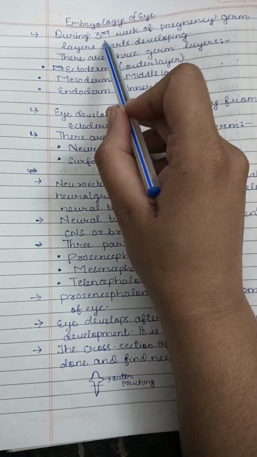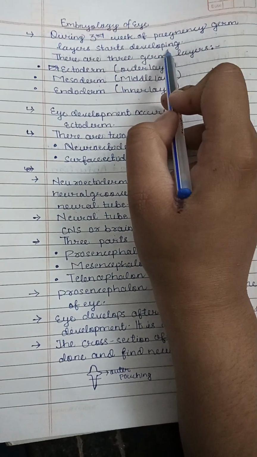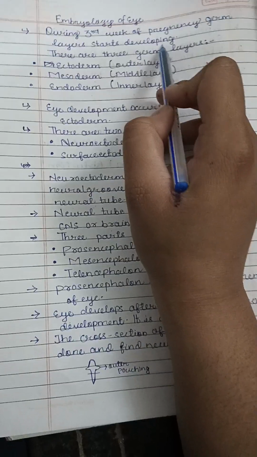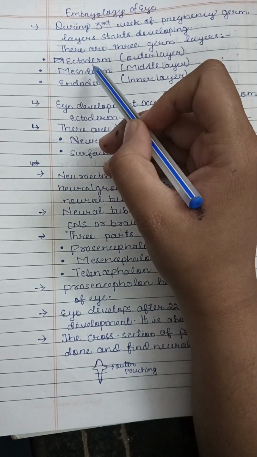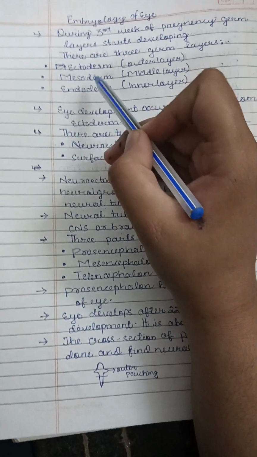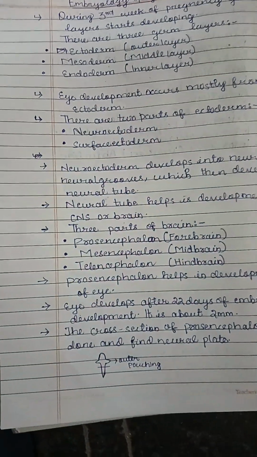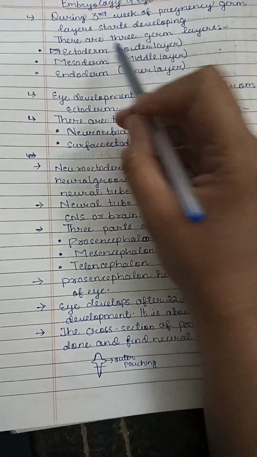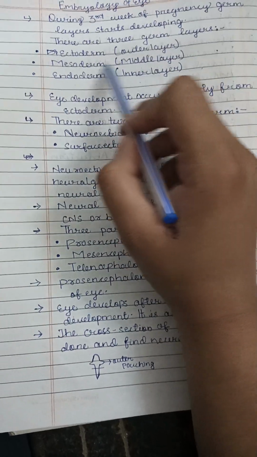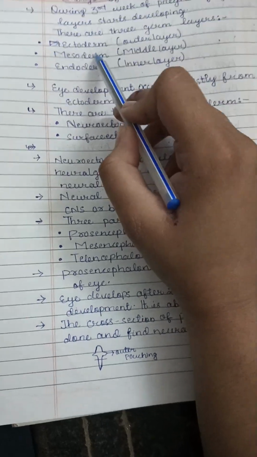During the third week of pregnancy, germ layers start developing. As we know, there are three germ layers through which our body parts develop: ectoderm, mesoderm and endoderm. Ectoderm is the outer layer, mesoderm is the middle layer and endoderm is the inner layer. Mostly the eye develops from the ectoderm layer. It also develops from mesoderm, but mostly from ectoderm.